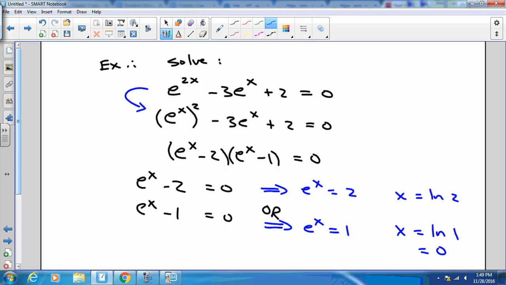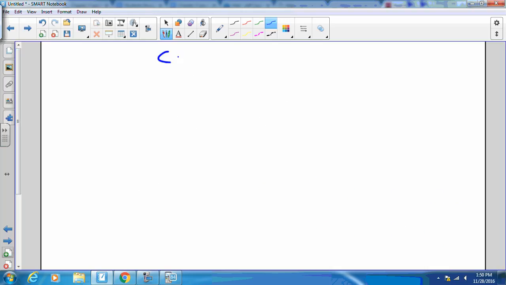So the key feature here was to cleverly use our exponent rules to rewrite e to the 2x as e to the x squared and to recognize the quadratic. Okay, well enough about the algebra unless you have questions. Let's talk now about the calculus. And at this point, get your calculators out. We're going to calculate a limit.